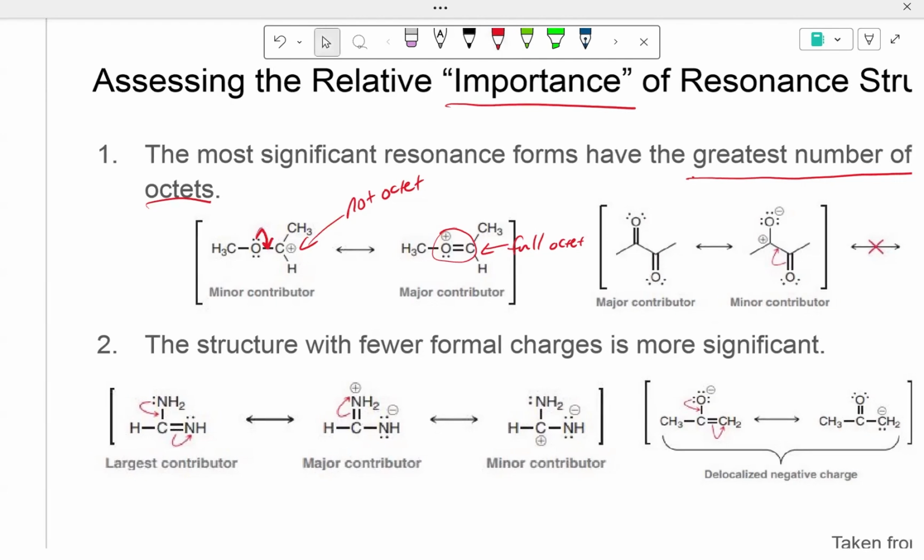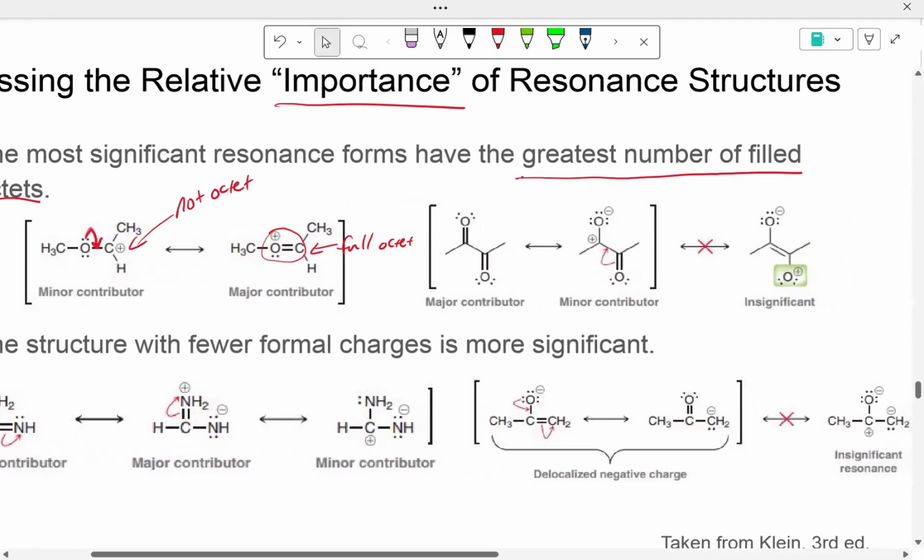We would say the same thing for the next example here. Notice the one on the left, everything has a full octet. But going from left to right, this carbon no longer has a full octet. So we would say the one on the left is the major contributor.